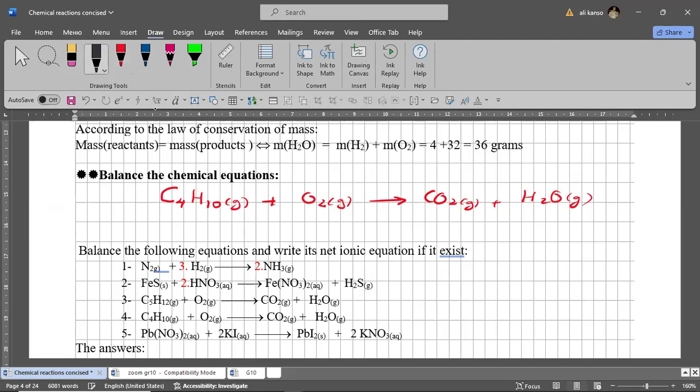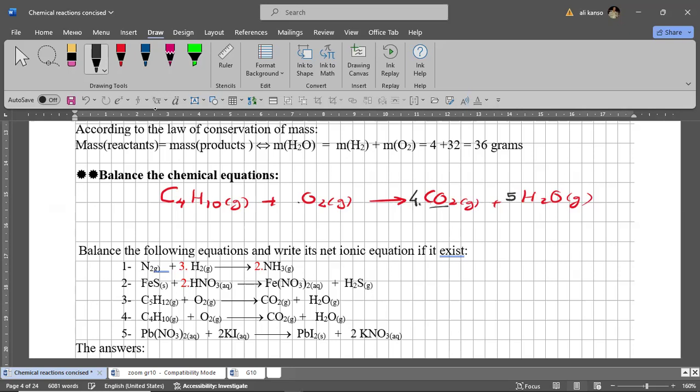First of all, note this remark. We should keep balancing oxygen till the end because oxygen is an element, and we are free to multiply it by any number required. First of all, we have C in the formula, one carbon. What should we multiply 1 by to get 4? We should multiply it by 4. Hydrogen is 10. What should we multiply it by? To get 10, we multiply it by 5.